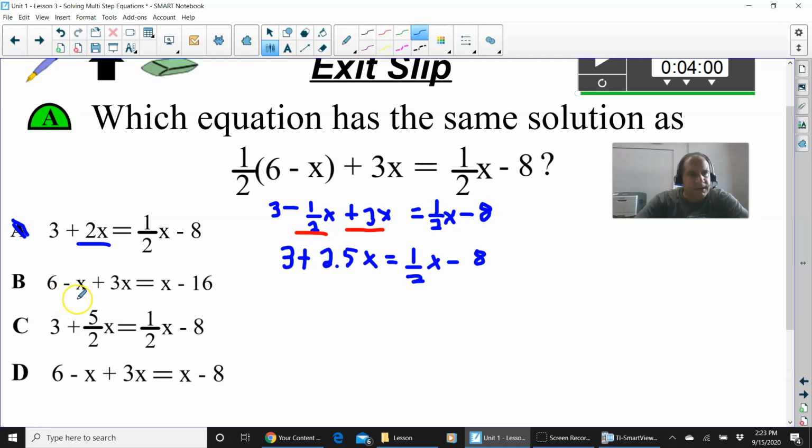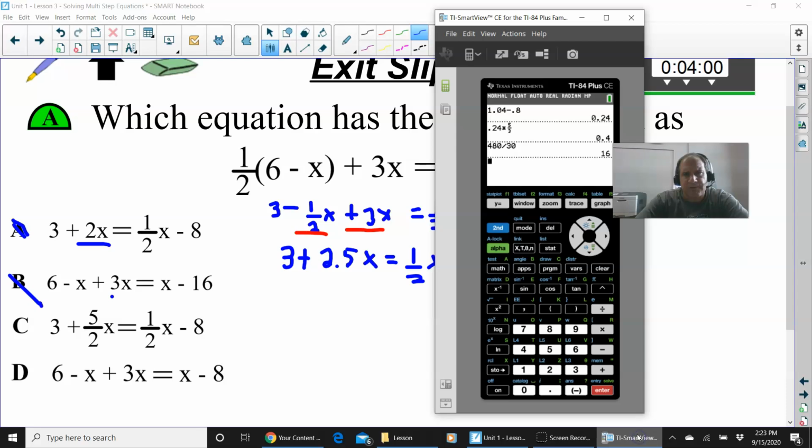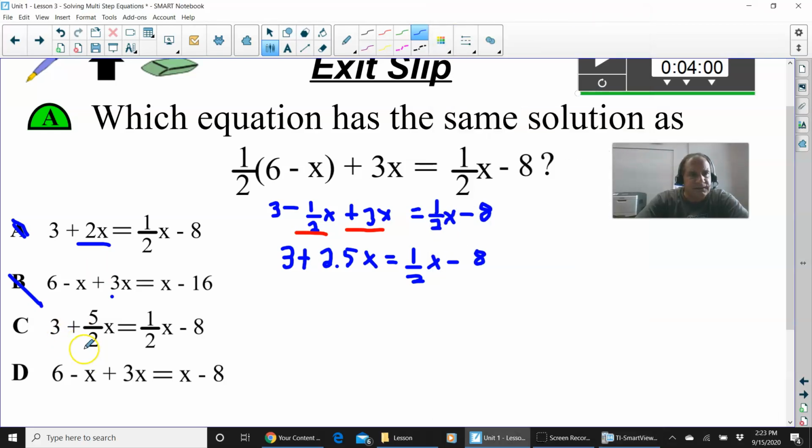You have 6 minus x. All right. I don't even know how to get that. That's gone. 3 plus 5 over 2. Let me just take a look at what 5 divided by 2 is. 5 over 2, that's 2.5. Oh, wait a minute. This is 2.5x. That's this. Equals a half x minus 8. The answer is obviously C.